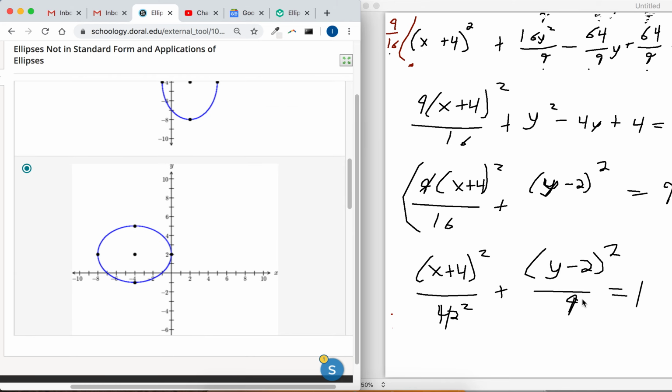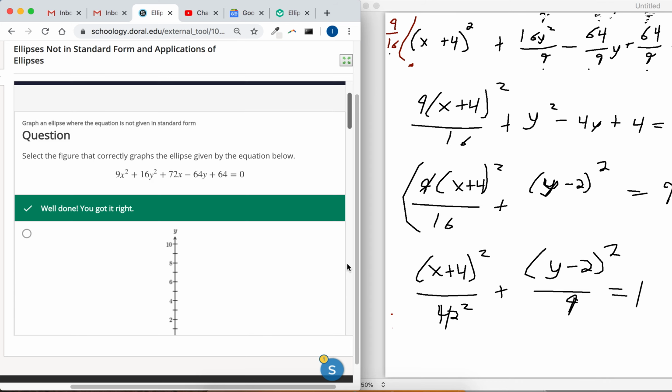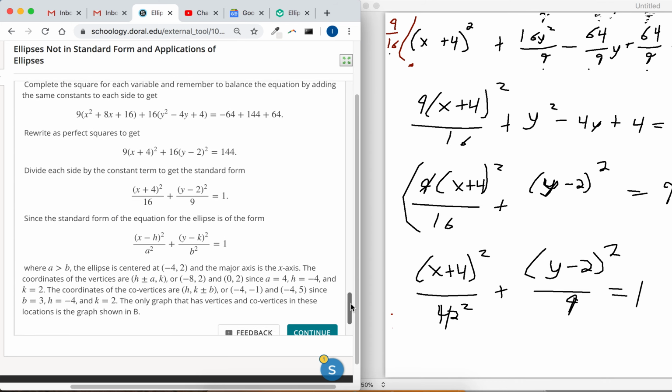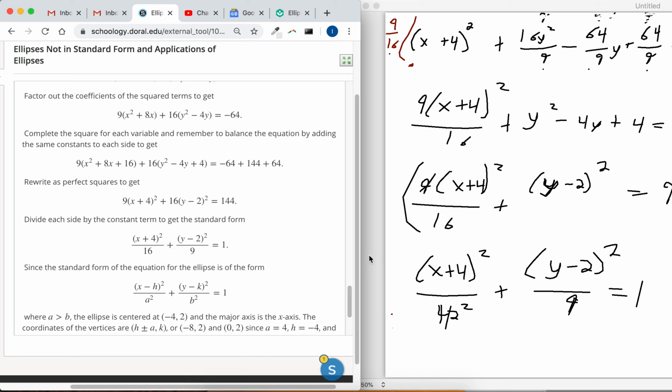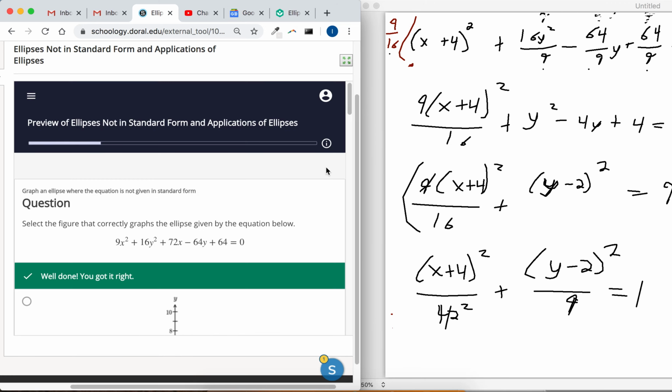So the minor axis is supposed to have a vertical radius of 3. So up 1, 2, 3. That's our winner right there. So it takes a little bit of practice. Maybe you wondered if you're ever going to use completing the square again. This is one of those cases where we'd need it to rewrite this expression as an ellipse.